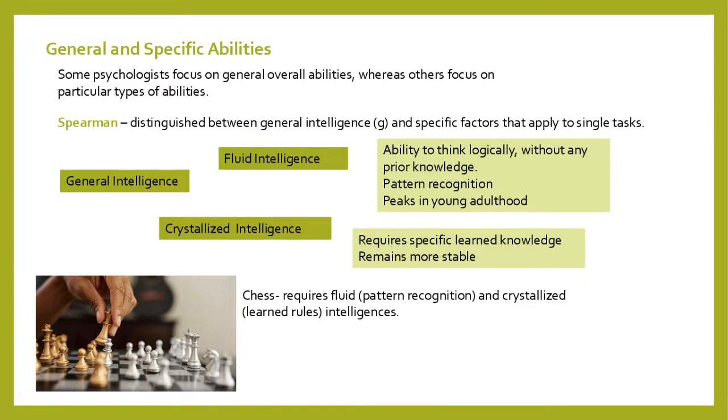Crystallized intelligence, on the other hand, requires specific learned knowledge. So that's where we learn the rules of something and we understand them and we can apply them, and it's crystallized. So if we look, for example, at chess, it requires fluid pattern recognition and crystallized intelligence about learning the rules. So our general intelligence is made up not just of the ability to see something and immediately solve it or identify it. It also requires learned knowledge, and as a result, it remains more stable.